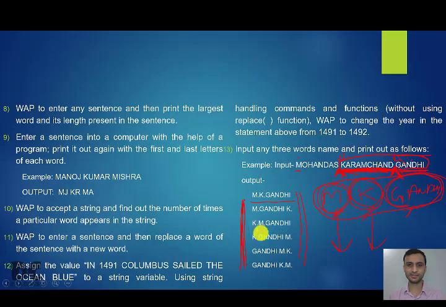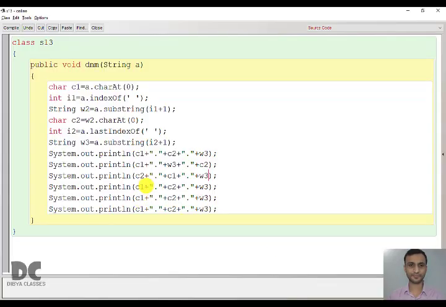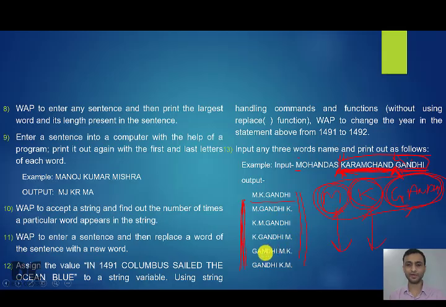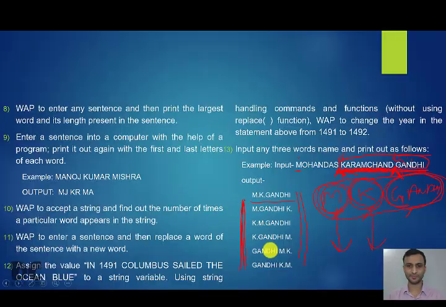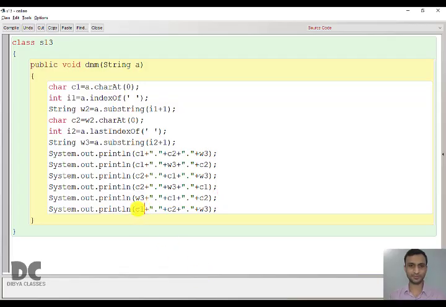Then it is K Gandhi M. That is C2, W3 and C1. Then we have Gandhi MK. That is W3 Gandhi, then M, that is C2, and M is present in C1 and K is present in C2. Next is Gandhi KM. So it will be W3, C2 and C1. You just have to interchange the position, so we'll get our desired output.